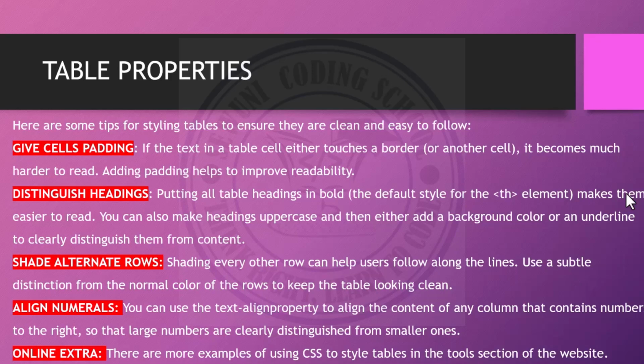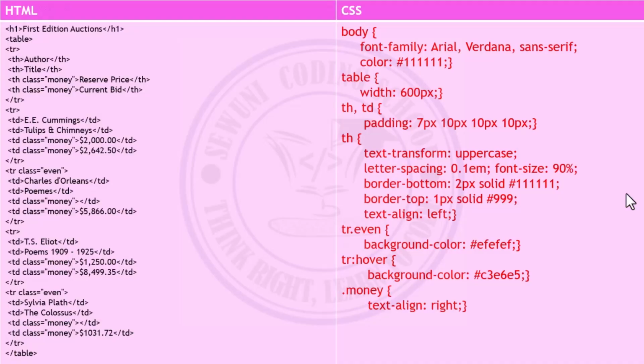Align numerals. You can use the text align property to align the content of any column that contains numbers to the right, so that large numbers are clearly distinguished from smaller ones. And you also have the liberty to look for more examples online on how to style tables. Now this example, we are going to explain all these things we've spoken about.